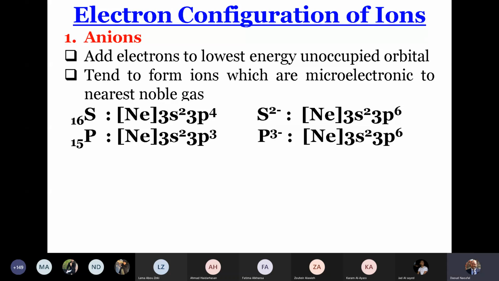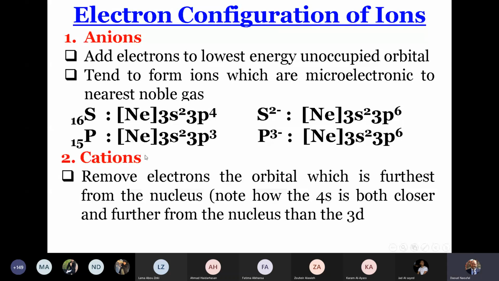So in the anion, we write the electronic configuration of the atom. We add electrons, and the electrons are added to the lowest energy unoccupied orbital. And pay attention to the term unoccupied.